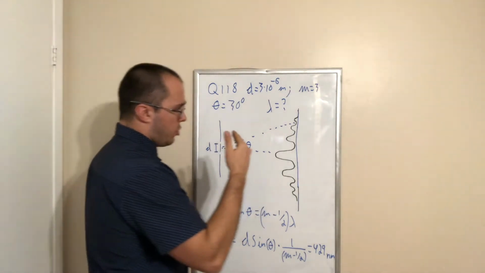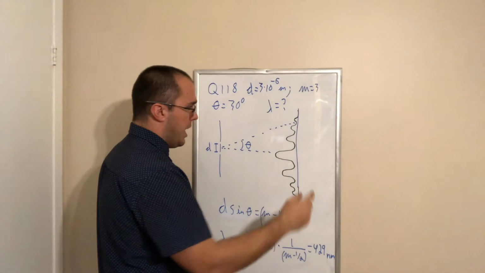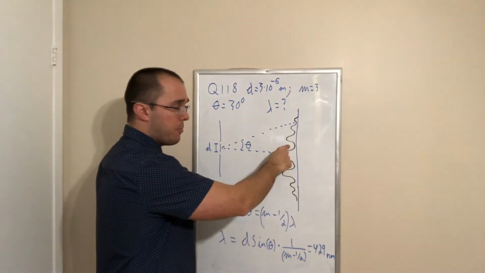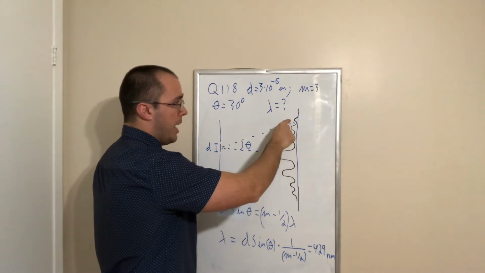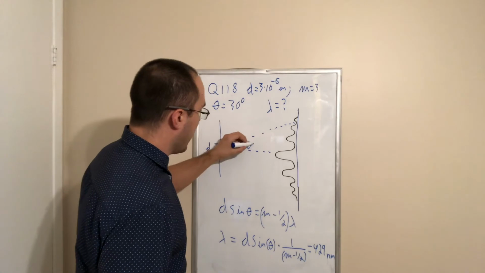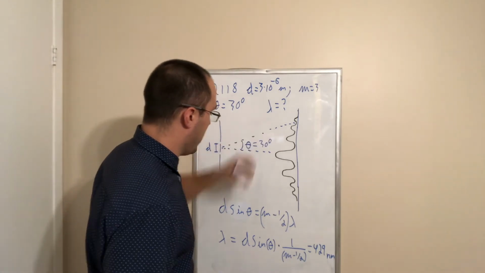So what we mean by the third minimum is, if we look at the central maximum, this is the first minimum, the first trough. The second trough is the second minimum, and we're talking about the third one, this one over here. And we are told that this angle over here is 30 degrees.